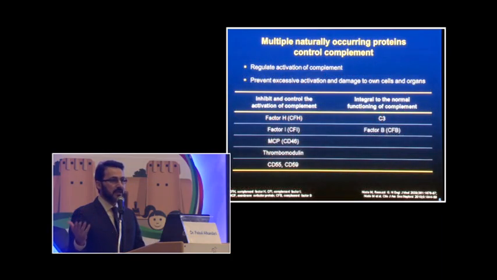But like any other thing in the body, there is something to activate and there is something to regulate and keep under control. We have multiple naturally occurring proteins which control the complement. They regulate activation of the complement. They prevent excessive activation and damage to own cells and organs. Some of them are integral to the normal functioning of complement, such as C3 and factor B, and some of them inhibit and control the activation of complement, such as factor H, I, MCP, and others.